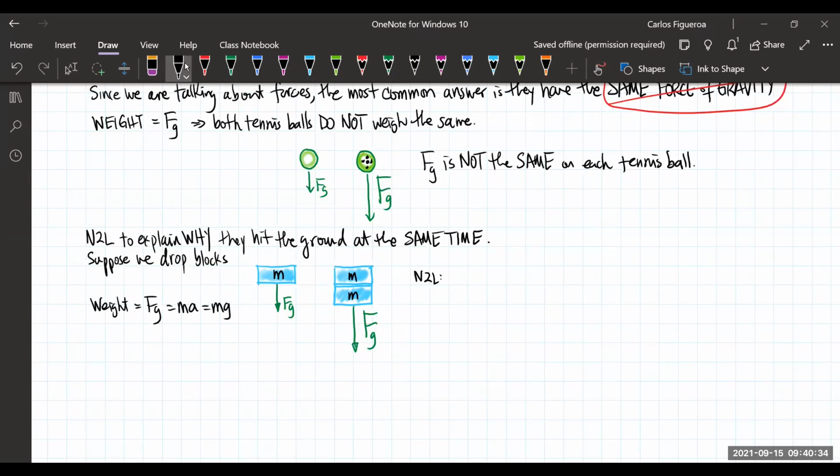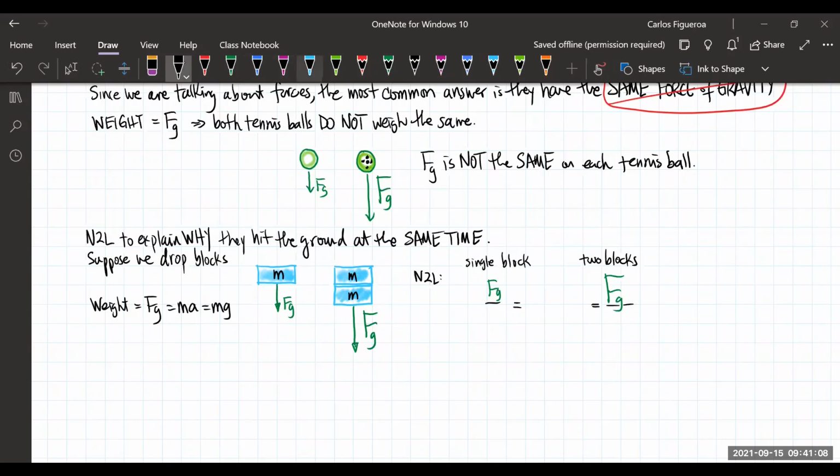What I see here is that one of these guys, the first block, a single block, has a force of gravity this big. And when I look at two blocks, its force of gravity has to be twice as big. Now, when I now look at Newton's second law, what does it say here?